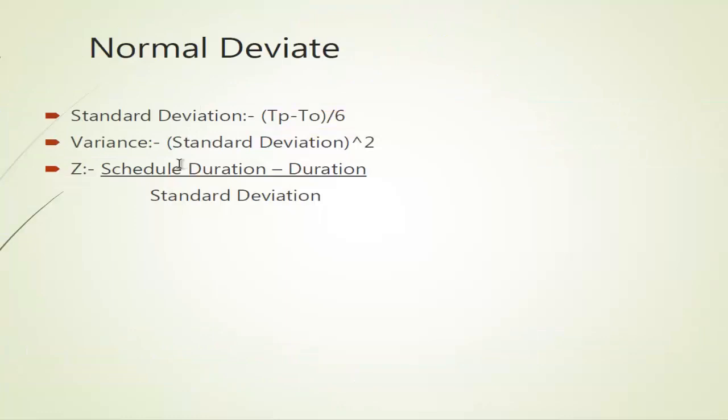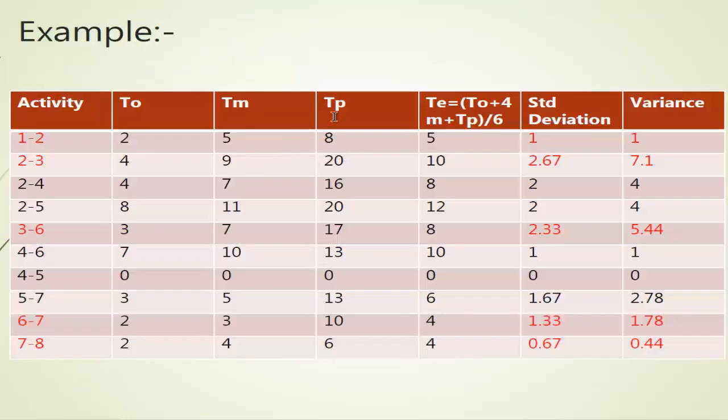Now if you want to calculate the standard deviation, that is TP minus TO divided by 6. TP is 8 and TO is 2, so 8 minus 2 divided by 6. That's 6 by 6, that is 1. Same way you calculate all the others for the variance.